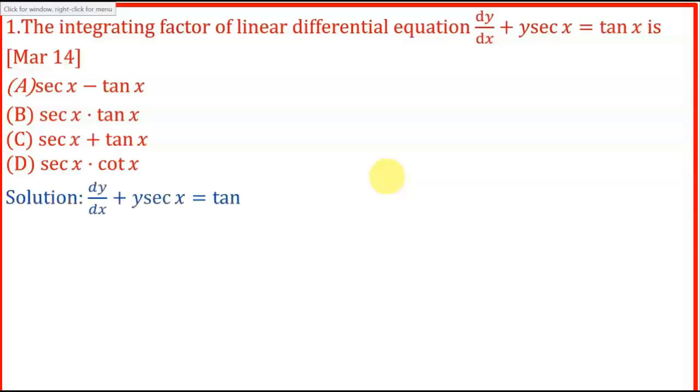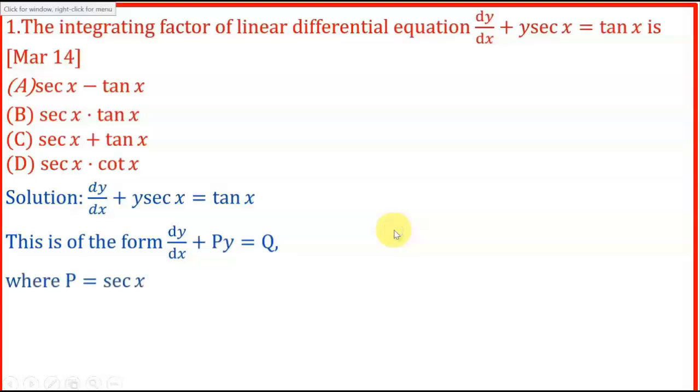Now dy by dx plus y into sec x is equal to tan x. This is of the form dy by dx plus py is equal to q. Here p is equal to sec x and q is equal to tan x. But what is the integrating factor? Integrating factor is equal to e raised to integral p dx. The value of p is sec x. Therefore, e raised to integral sec x dx.